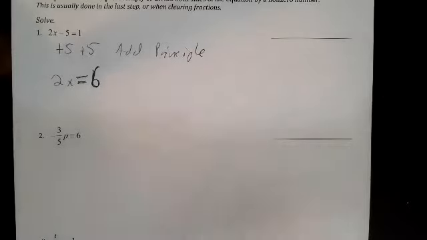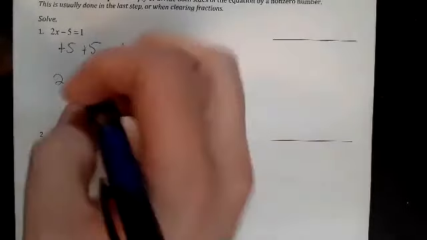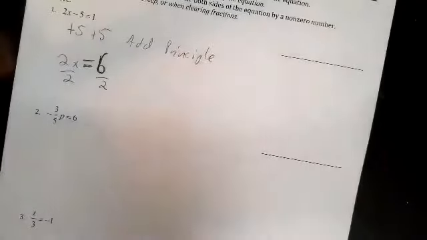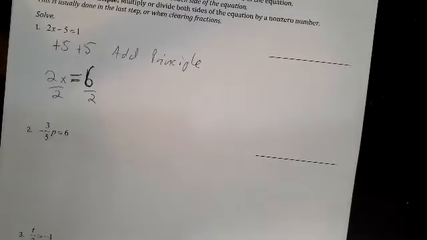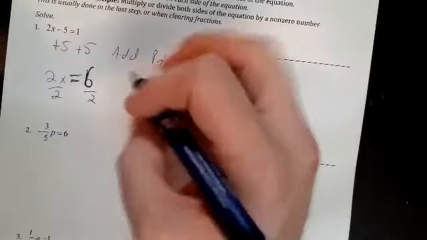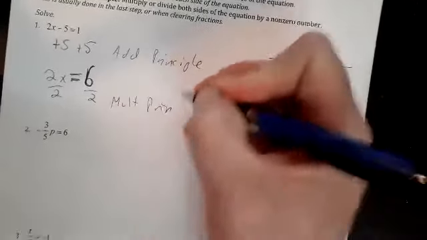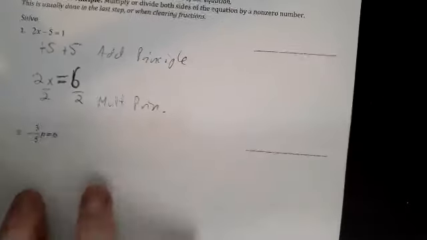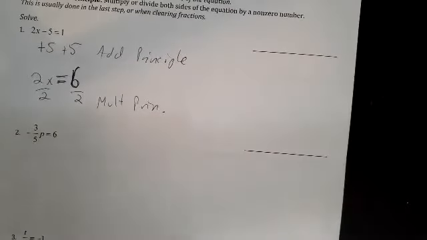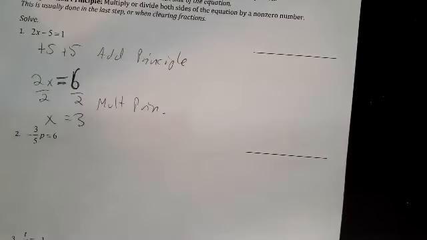What's the next thing? This is multiplying. If we want to do the opposite of multiplying, we can do division. So I guess you could multiply by a half, would be the same thing, but we're dividing by 2. And this is the multiplication principle that they're talking about up there. And so we can multiply or divide by the same number. And if we do that, this is going to give me what? X equals 3. It's going to give me my solution.